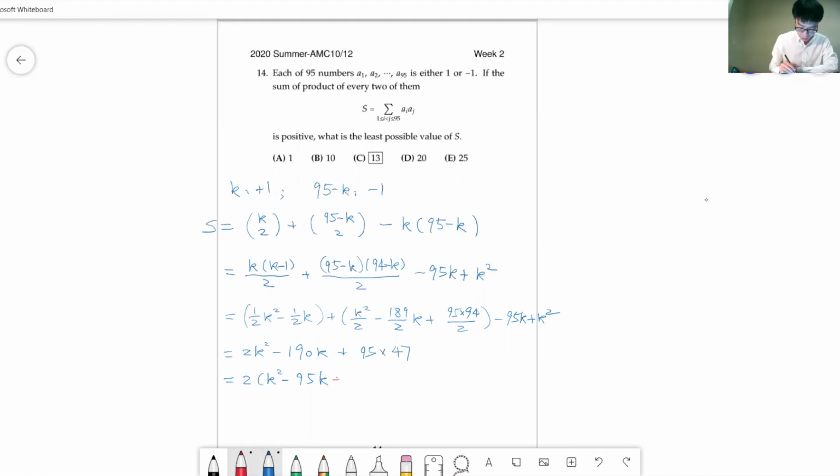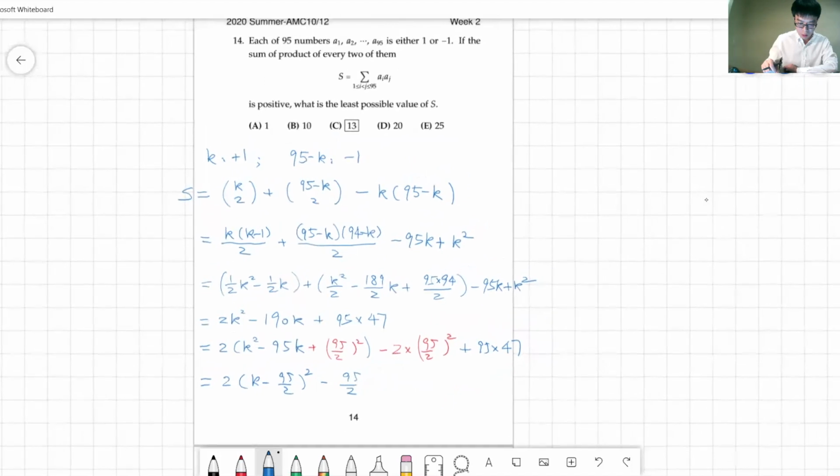Plus this term, (95/2)². And then minus 2 times (95/2)². And then we add back this constant term, 95 times 47. Okay, that's function S, right? So this equals 2 times (k − 95/2)². And for the constant term, it equals 95/2.